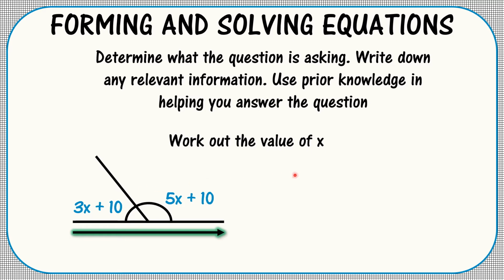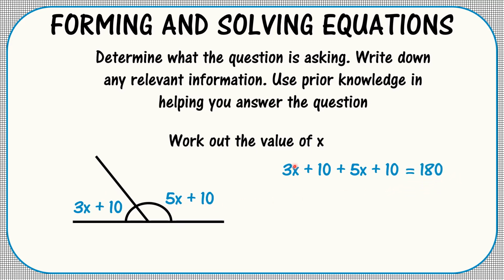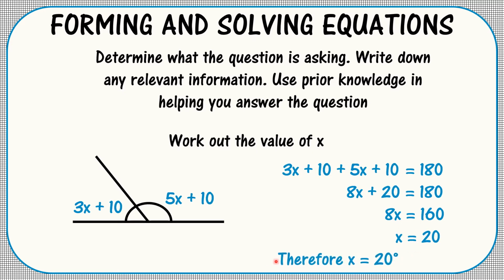So let's form our equation. We know that 3x plus 10 plus 5x plus 10 is going to equal 180 degrees. Again, what we want to do is tidy this up. 3x plus 5x equals 8x, and this 10 plus 10 is equal to 20, and this is equal to 180. We take this 20 to the other side. 8x is equal to 160. Now we divide both sides by 8. x is equal to 20. Therefore, x is equal to 20 degrees.